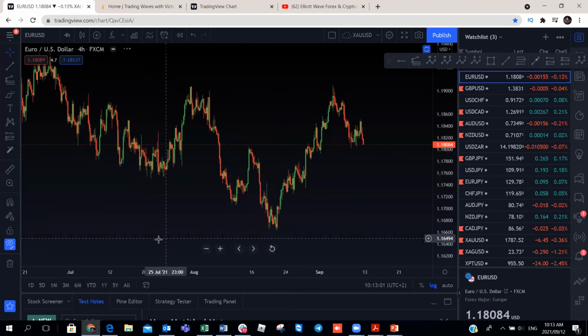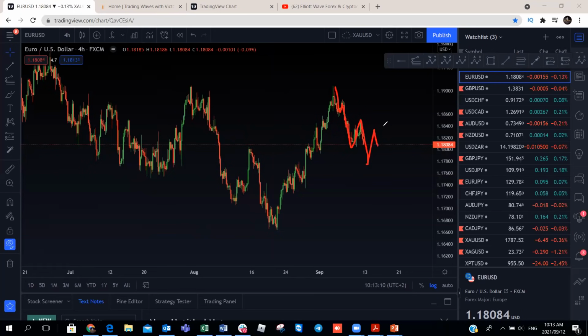Alternatively, what you don't see here is that this pullback that we're seeing may not be a corrective structure, but actually an impulse. And if it is an impulse, that means we may still get a deeper corrective structure like that with another 5 waves before we push to the upside. So be cautious of that when you look for this downside.